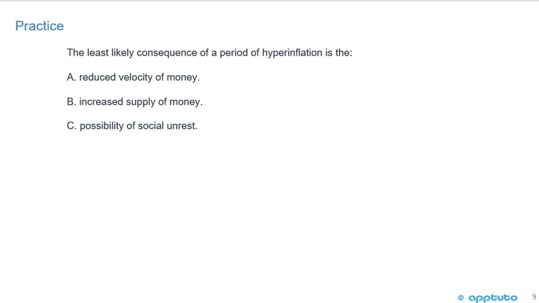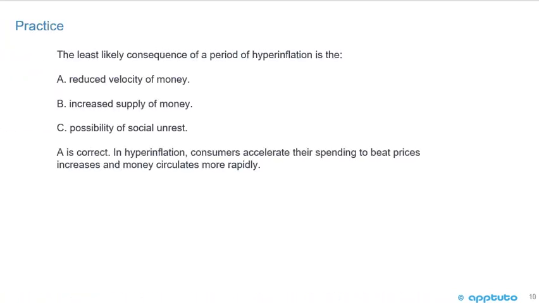The least likely consequence of a period of hyperinflation is A, reduced velocity of money, B, increased supply of money, or C, possibility of social unrest. Okay, I think that question was pretty easy actually, because we're looking for the least likely, so we're looking for the false. That's the only thing you need to be careful with. But with regards to hyperinflation, that's definitely an increased supply of money. So B is true. So it cannot be the correct answer. Also, possibility of social unrest.